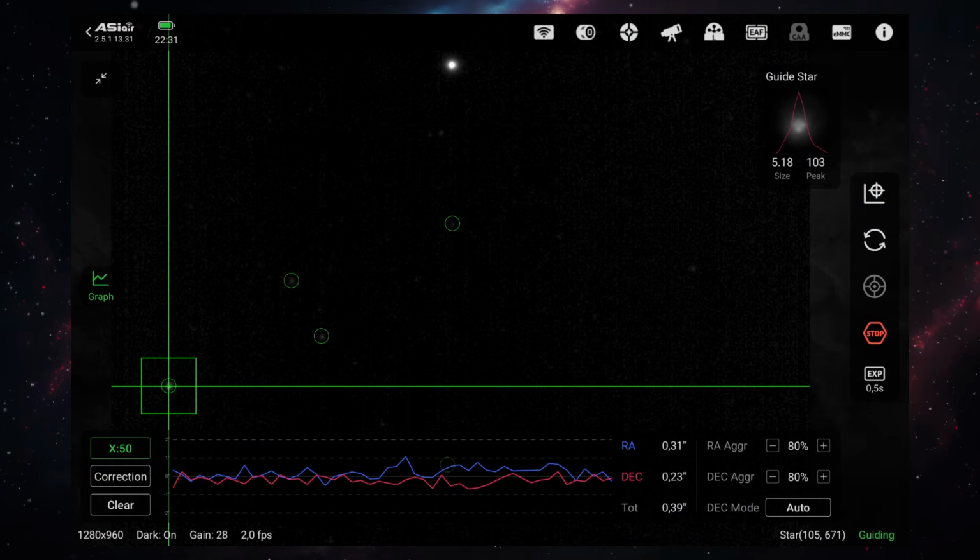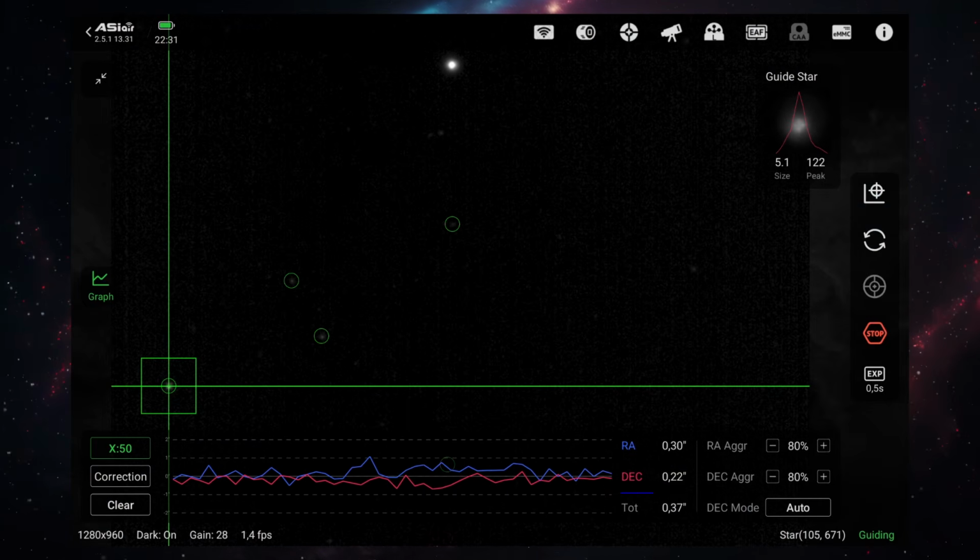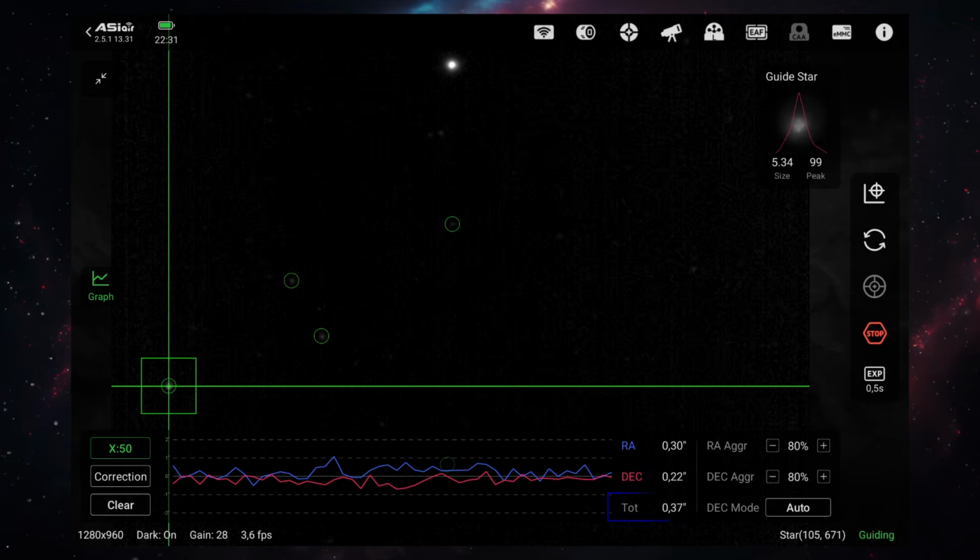Looking first at the result from the cheaper 120mm, we can see here it actually guides quite well. We are below 0.4 arc minutes of total RMS. Now, if you don't know what total RMS means, RMS is just short for root mean square, so it's just a way to do a statistical mean, kind of. And it's just a measurement we use to quantify how well a system is guiding.